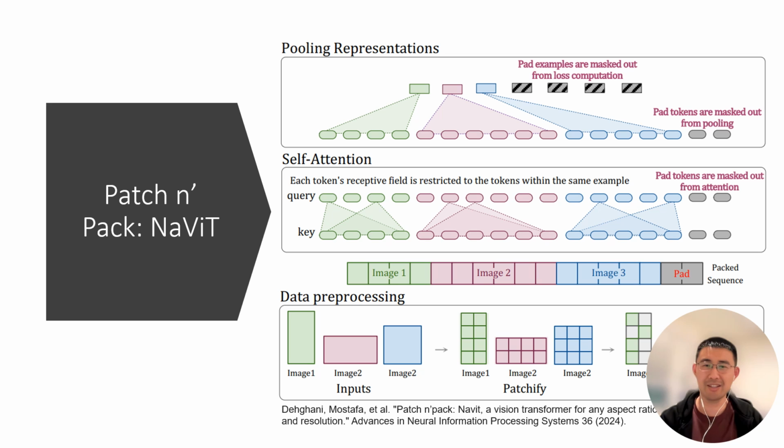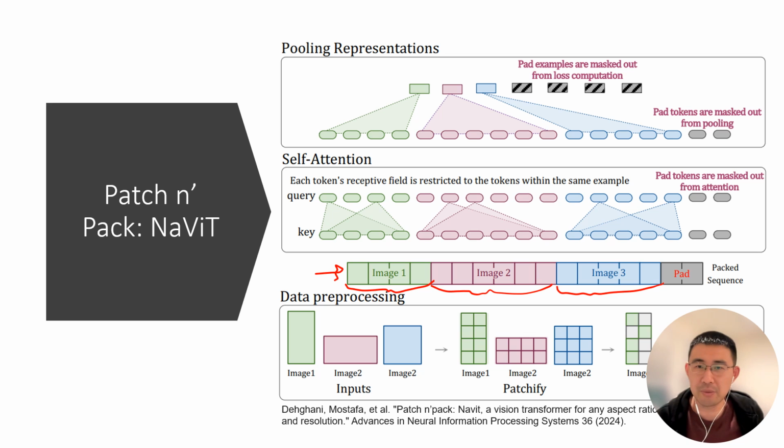And obviously NaViT, which is the second paper we're going to talk about, the patch and pack NaViT, native resolution vision transformer, I believe, did the same thing. They just packed all those images over here. Within one sequence, we have image 1, image 2, and image 3.